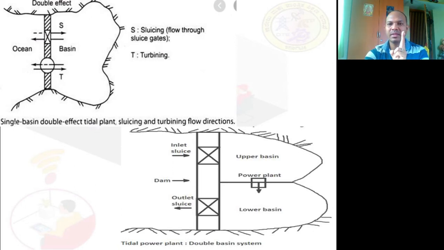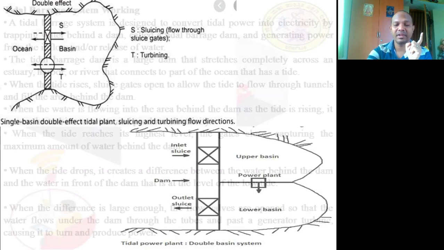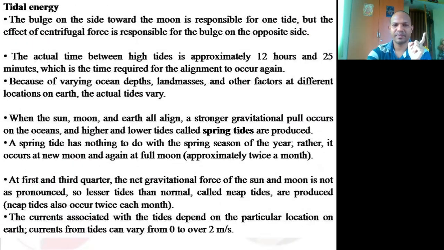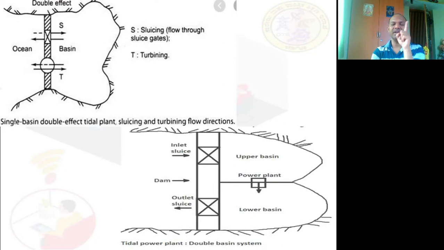Now, the spring tides and the neap tides. Spring tides are also called flood tides, and the neap tides are also called ebb. So ebb or neap; the flood tides are caused when the gravitational pull or the gravitational force action is more, then the pulling force will be more.